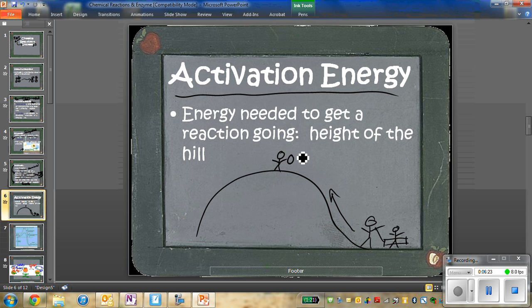Using an enzyme is like asking your parents to take you up the sledding hill instead of walking yourself. You still get up there, you can still do the reaction or have fun, but it takes a lot less energy. Okay, so that's the idea behind activation energy. How much energy is needed to start a reaction?